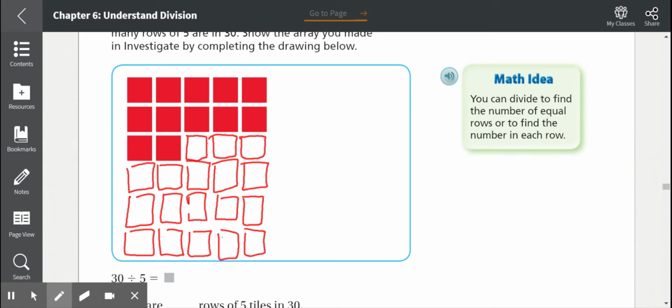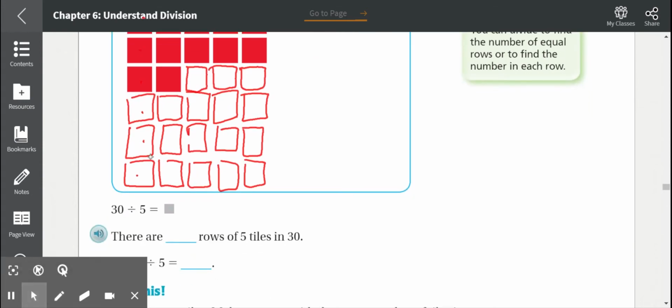So how many rows did we make? We made 1, 2, 3, 4, 5, 6. And there's 5 in each. So we would say that 30 divided by the 5 groups is 6. There are 6 rows of 5 tiles in 30. So 30 divided by 5 equals 6.